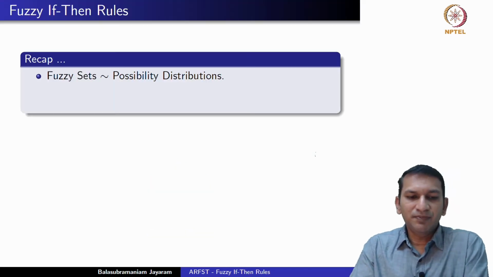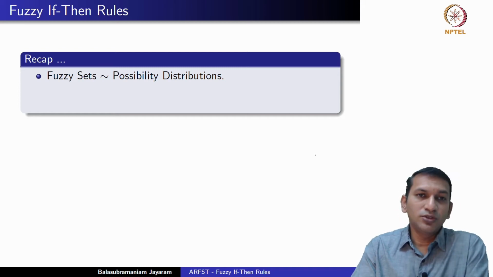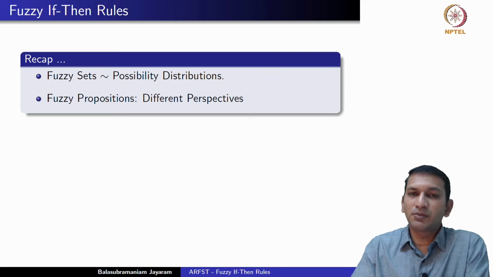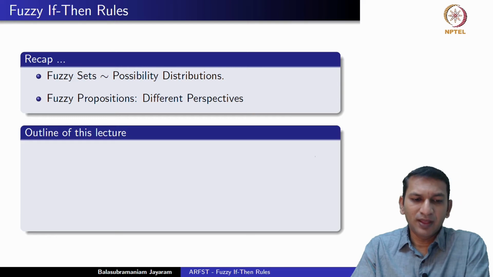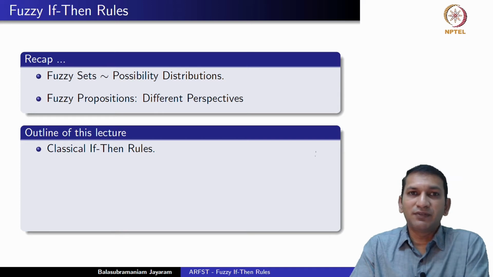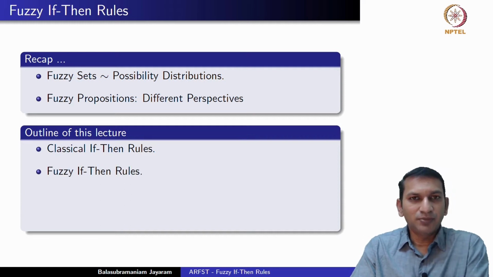In the last lecture, we had looked at different interpretations of fuzzy sets and also a few different perspectives or interpretations on fuzzy propositions themselves. In this lecture, as the next building block of a fuzzy inference system, we will look at fuzzy if-then rules. To begin with, we will look at classical if-then rules. From there, we will move to fuzzy if-then rules.